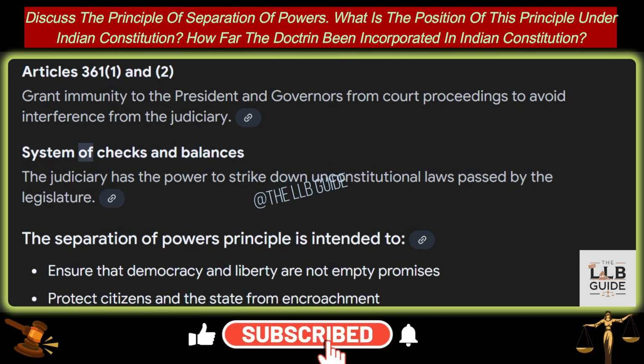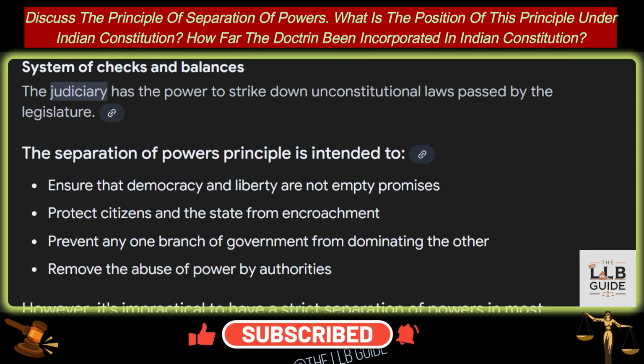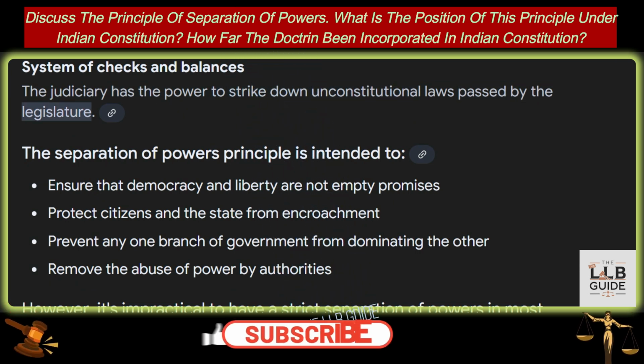And 4. System of checks and balances. The judiciary has the power to strike down unconstitutional laws passed by the legislature.